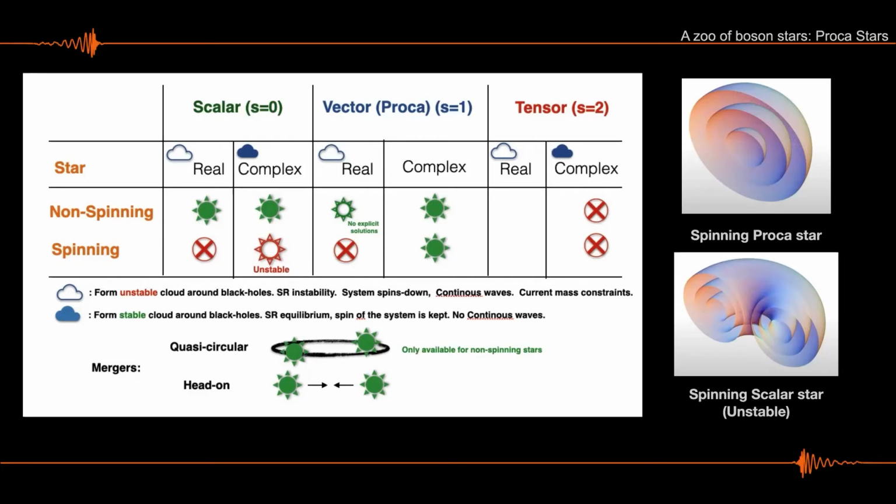Okay, so there is a whole Pokemon zoo of possible ultralight bosons. They can come in many flavors: scalar, vector, tensor. You can have real or complex fields. And the important thing about this is the kind of structures that you can get out of these fields.